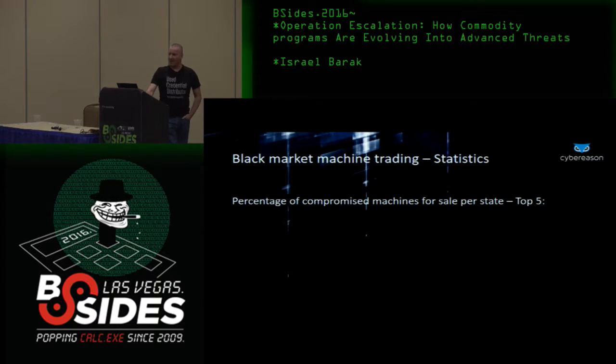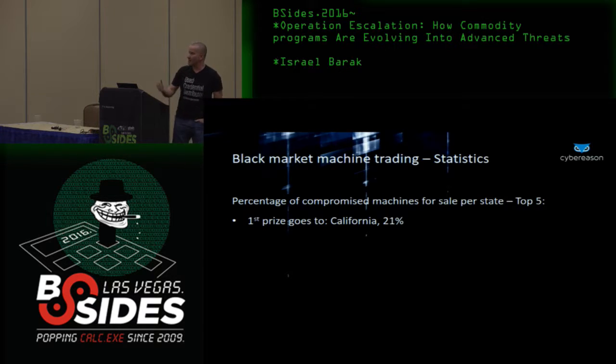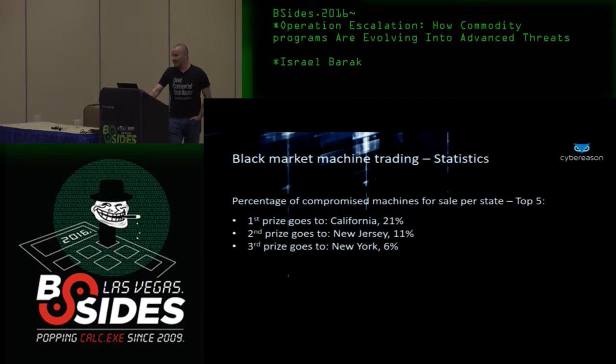So just kind of a last anecdote on the data that we've seen off of this platform. The top 5 states in the country that host compromised machines for sale. I'll give you the first 4, and I'll be happy to take guesses for the 5th. Number 1 is the state of California. 21% of the US-based machines offered for sale are actually based in California. New Jersey continues the list, New York, and Texas.